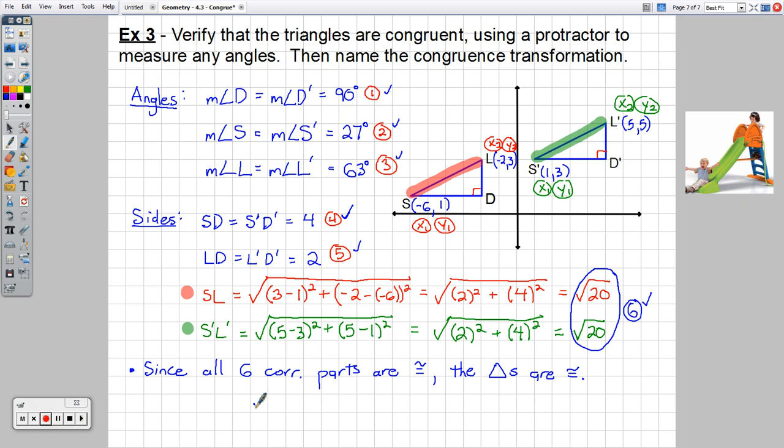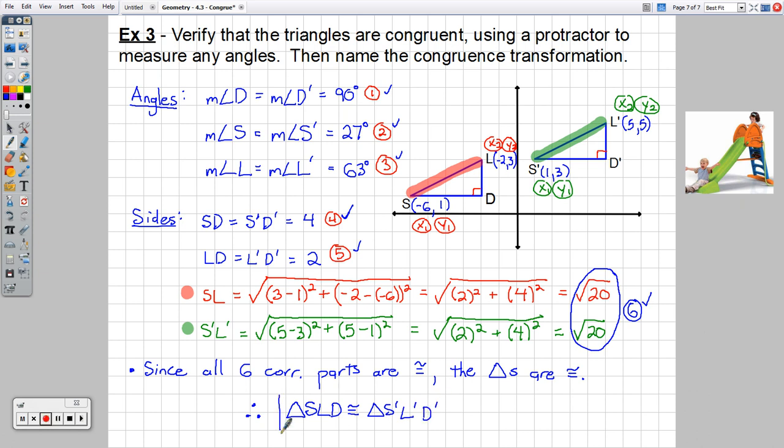And therefore, I can make that congruent statement now. I know that triangle SLD is congruent to triangle S prime L prime D prime.